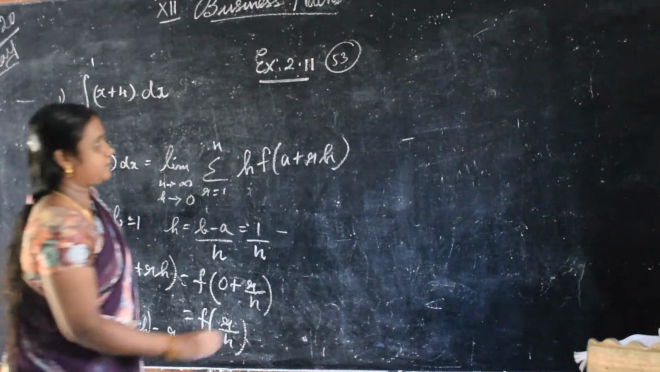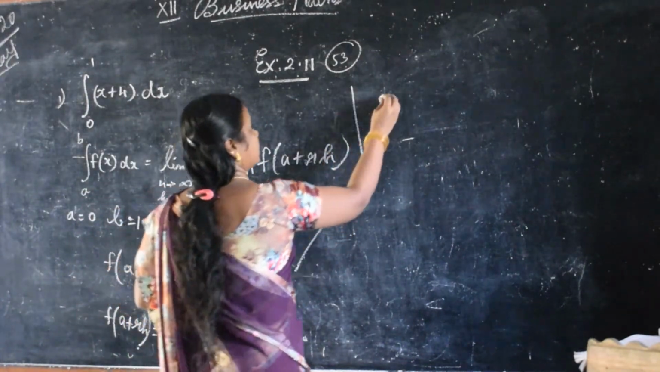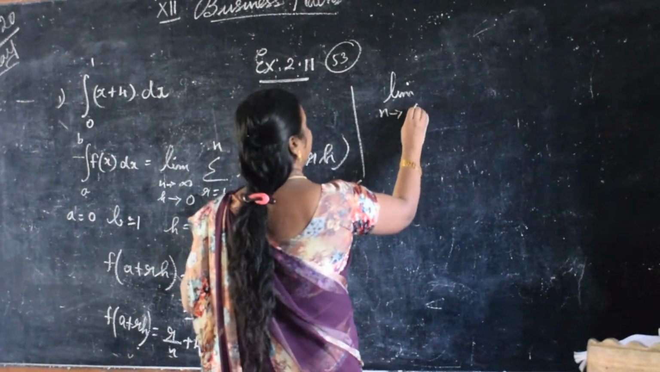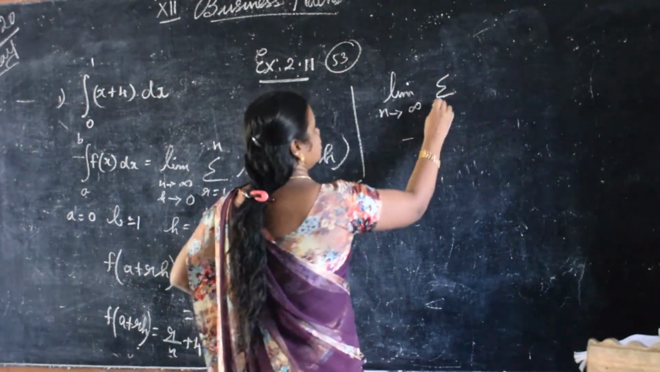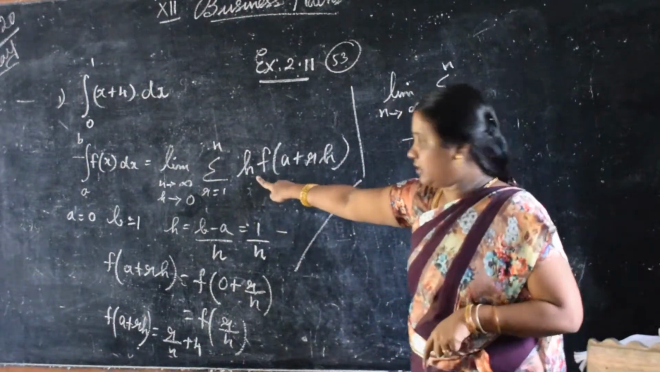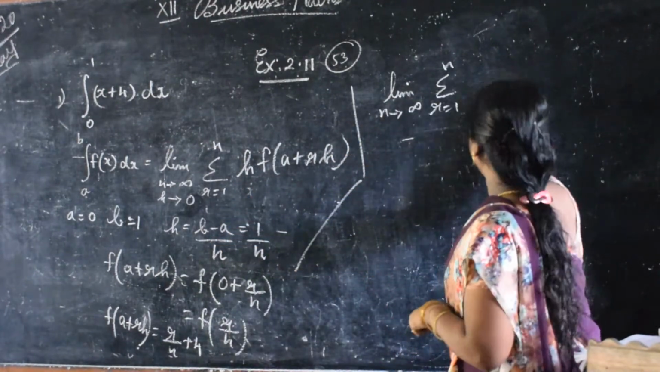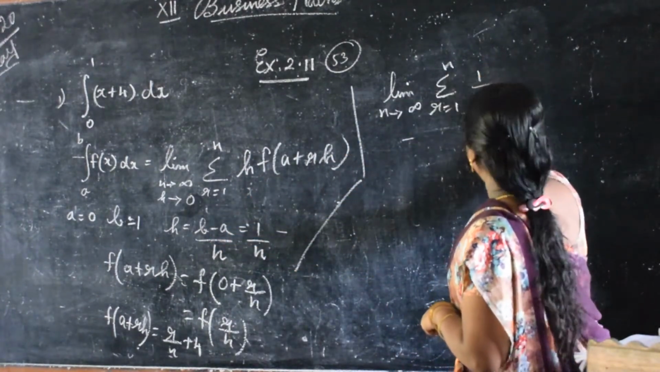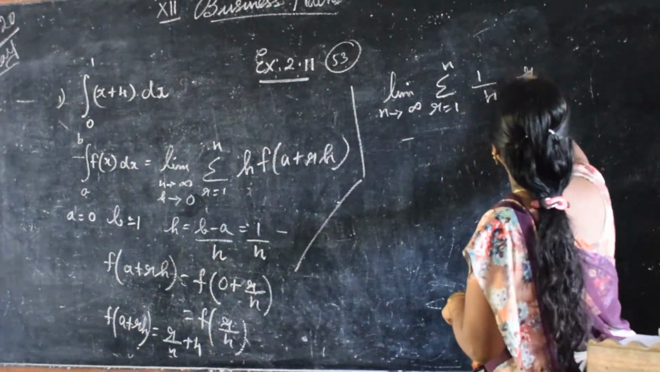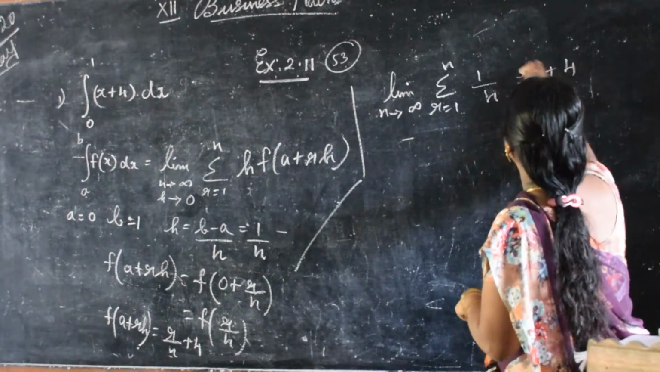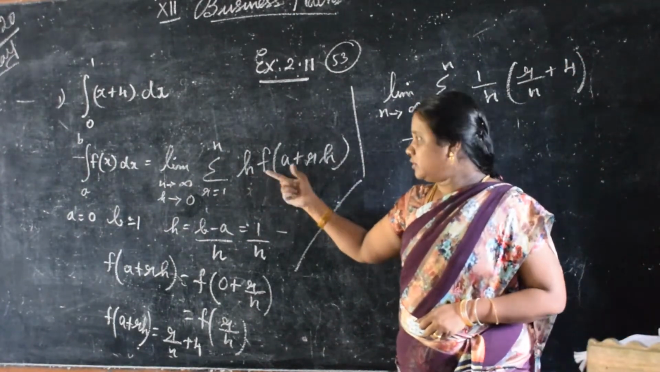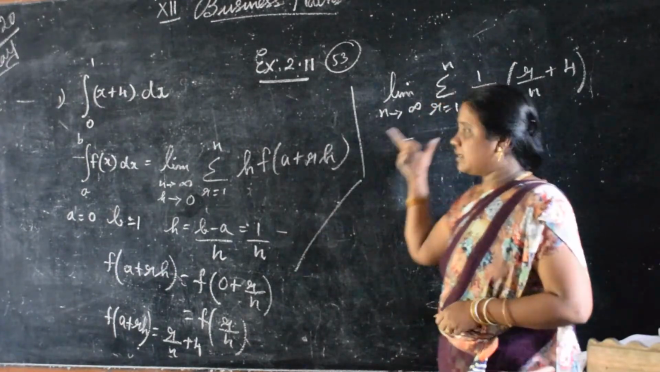Now see here, limit n tends to infinity, summation r is equal to 1 to n. Here what is the formula? h is given. What is the value of h? 1 by n. What is f of a plus rh? r by n plus 4. Okay. What have we done? We have substituted the value of h. Then we took the value of f of a plus rh and substituted it here.